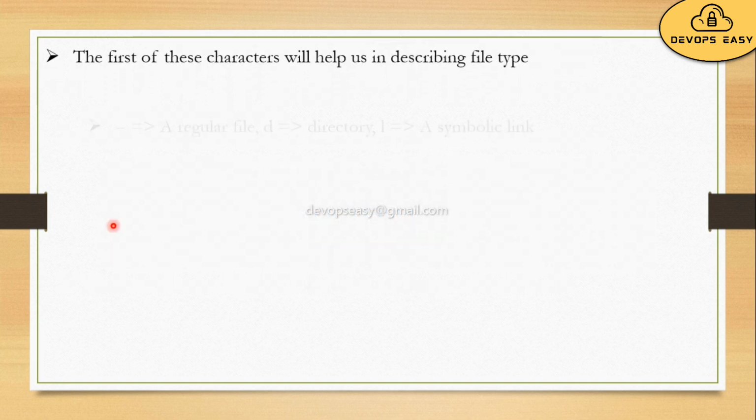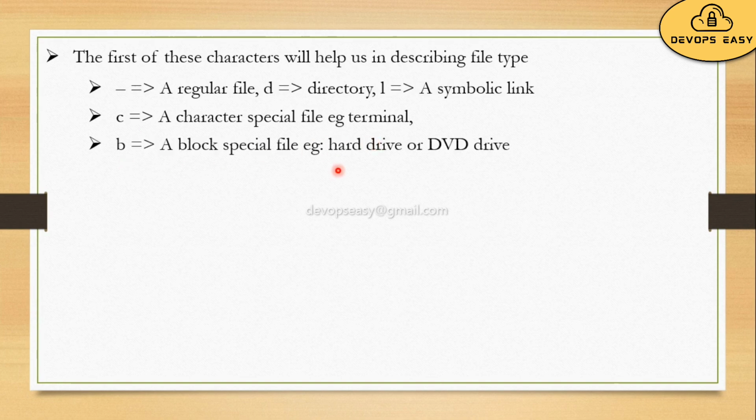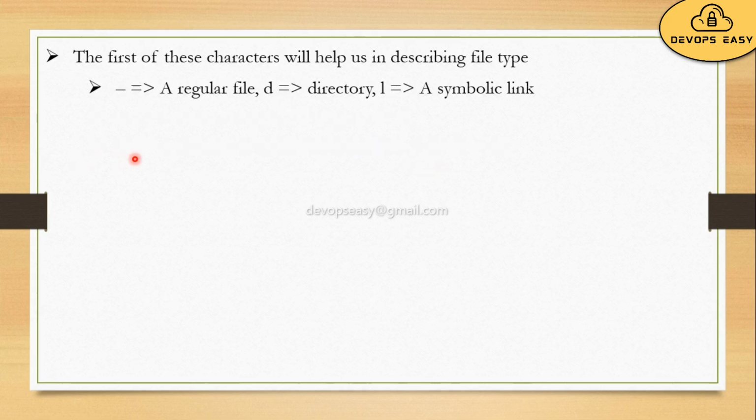Now I will show you the next slide. Dash is a regular file, d is a directory, l is a symbolic link, c is a character special file, for example a terminal. b is a block file, like a hard disk. So for everything you will have a meaning. Now I will show you the backside.